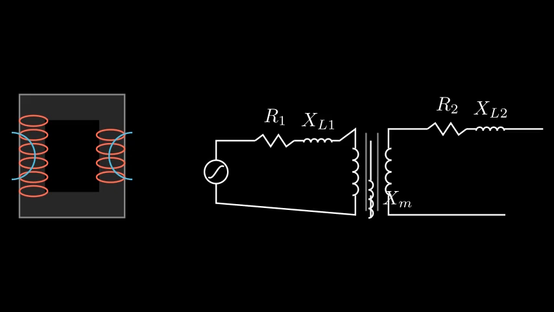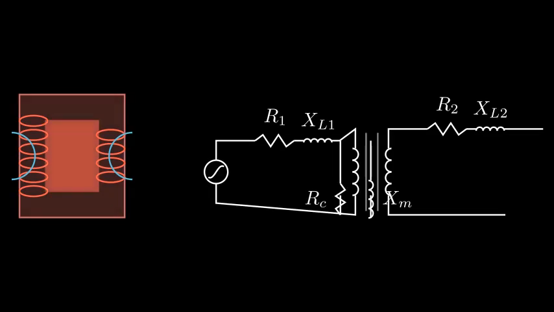Even with no load connected, the transformer still needs to draw a small current from the source just to build up that main magnetic flux. This is called the magnetizing current. We model this by adding a magnetizing reactance, XM, in parallel with the primary. Finally, rapidly changing the magnetic field in the iron core isn't free. It generates heat through hysteresis and eddy currents. This continuous power loss is modeled by another resistor, RC, in parallel with the magnetizing reactance.